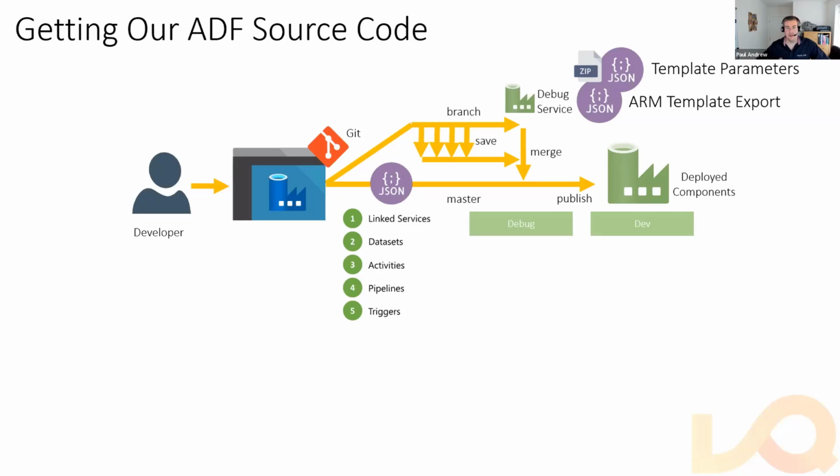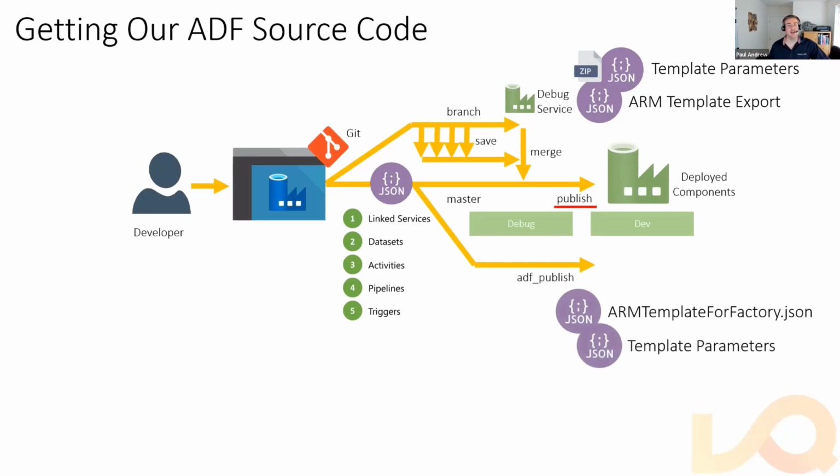So of course, we have our debug service, we have our dev service, and we have this publish scenario. Now, what actually happens behind the scenes, as you may already know, in your repository, Data Factory creates its own branch, normally called ADF_publish. And when you hit that publish button to take those components from your debug environment to that published resource, it then creates another set of artifacts for you.